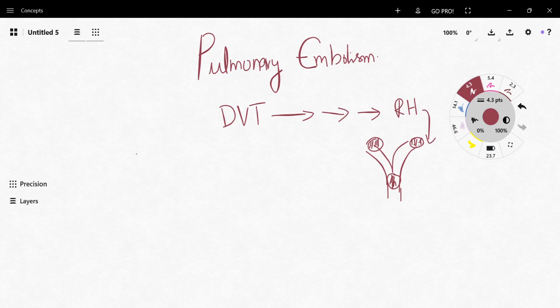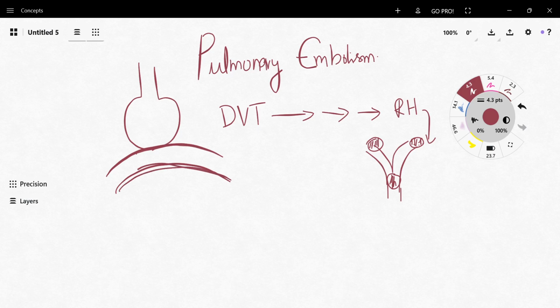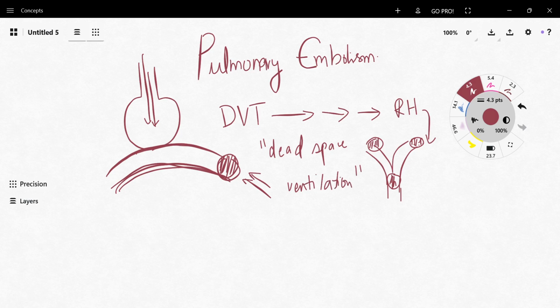So one of the things that you're going to be tested on, especially in Step 1, is what kind of a defect is the pulmonary embolus. So here is your alveolus. Here are the vessels that feed the alveolus. Now let's say that there's a thrombus over here. You know that there's air entry over here, but there's no perfusion, right? So this is going to be what we call dead space ventilation. Okay.